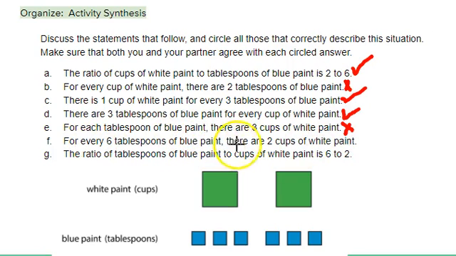6 tablespoons of blue paint, there are 2 cups of white paint. Again, this is like the other one. It works, but it's not the same ratio. It gives the correct numbers and the correct pairings, but as we've got it pictured in here, we're more talking about the white paint related to the blue paint. Same with this last one. It still talks about it in the same way, but it's slightly different. Our best choices here are going to be A and C. Those are our absolute best answers, but these other ones could be possible.